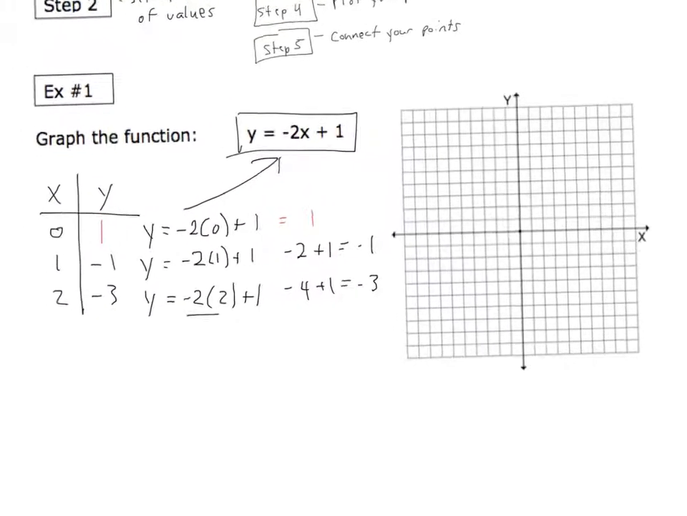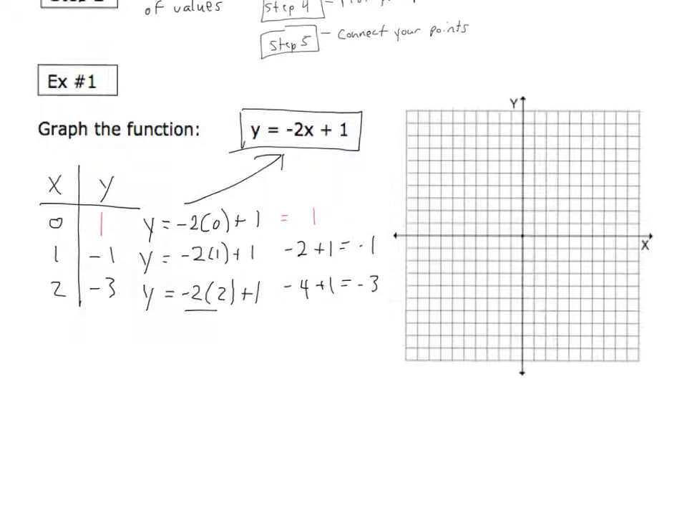So we have 0, 1. So we're simply going to go left and right 0 and up 1 on our graph. Then we have 1, negative 1, so we go right 1 and down 1. And lastly, we have 2, negative 3. So we'll go right 2 and down 3.